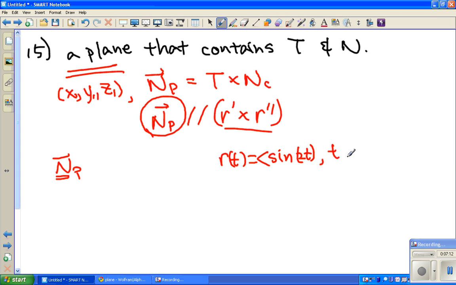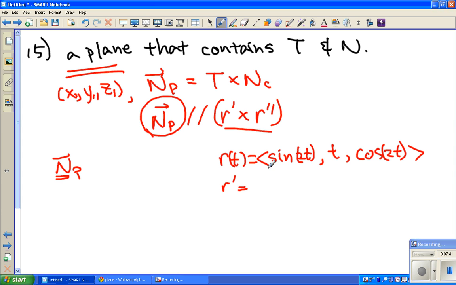And t and cosine of 2t. As you can see, this will be the equation of a helix, circular. So therefore, we will realize that as you take each derivative, it will always be perpendicular to each other. Now, then let's try to find out r prime.